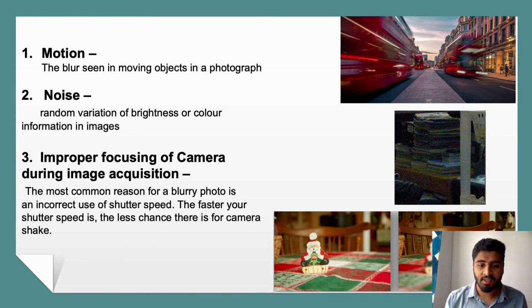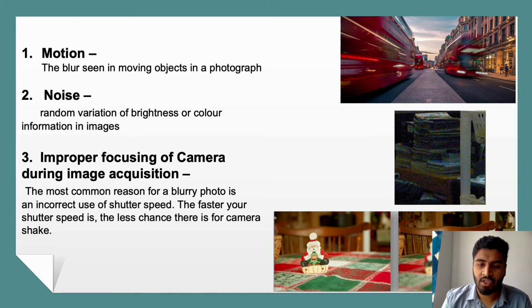So motion blur is a blur seen in a moving object in a photograph. It happens because objects move during the time it takes to expose the photo, and the movement gets recorded as a blur. Image noise is a random variation of brightness or color information in images and is usually an aspect of electronic noise. It can be produced by the noise sensor and circuitry of a scanner or digital camera. Image noise can also originate in a film grain and in the unavoidable shot noise of an ideal photo detector. The most common reason of a blurry photo is an improper use of shutter speed.